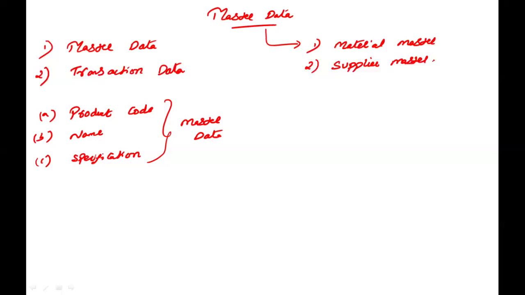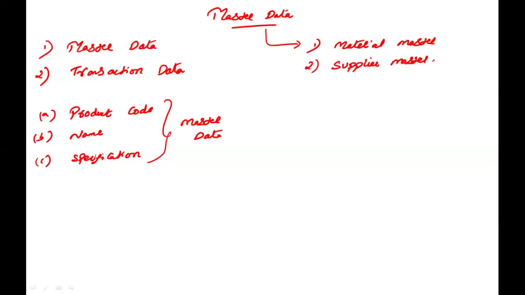Supplier master. So supplier master is nothing but, as I mentioned, you have a bunch of materials. The bunch of materials are called the material master. In the same way, if you have multiple suppliers, any business is not going to purchase material from a single vendor. They might have a lot of vendors from whom they're going to procure.